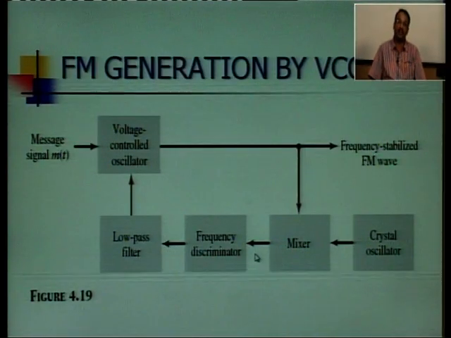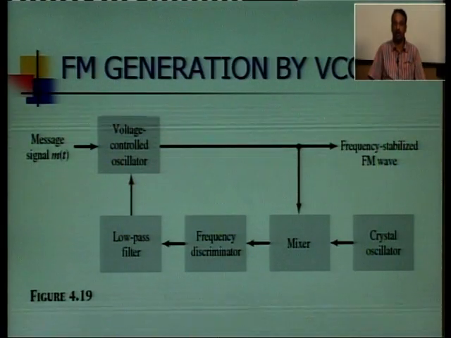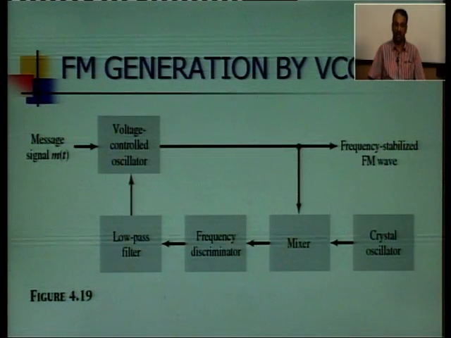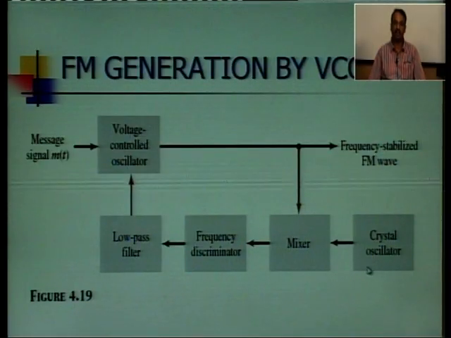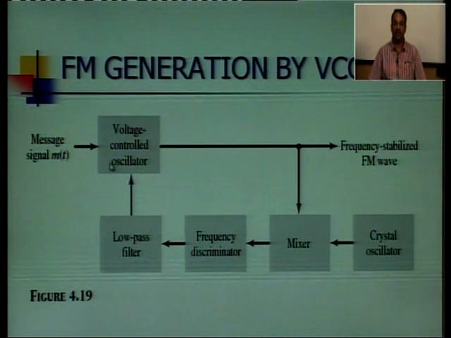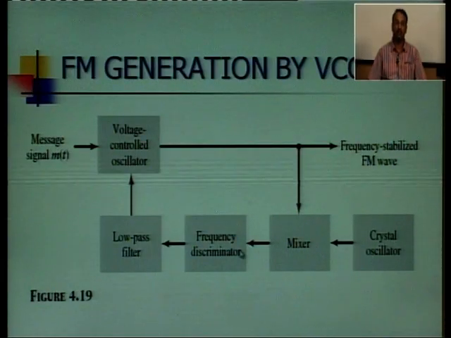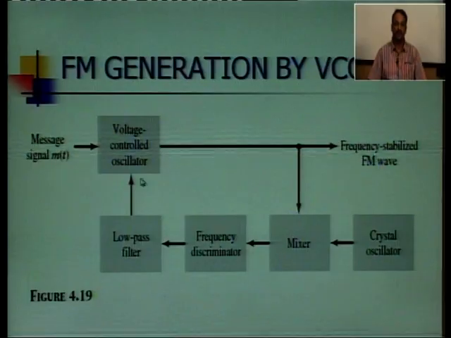The frequency discriminator is a frequency to voltage converter. It gives a voltage output depending upon the output of the mixer. If both frequencies are the same, that is, the VCO and crystal oscillator frequencies are the same, its output is 0. If the VCO frequency is more or less than the crystal oscillator frequency, it gives a positive or negative DC voltage which is applied to the VCO to correct its output. So, we get a frequency stabilized FM wave.